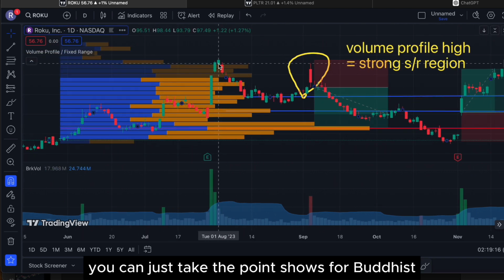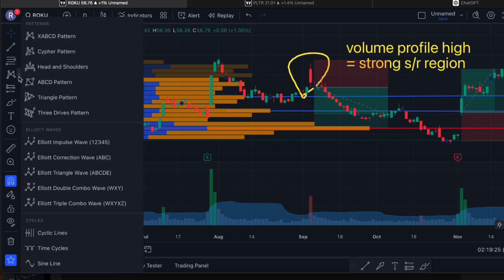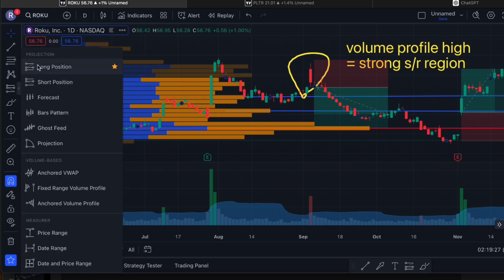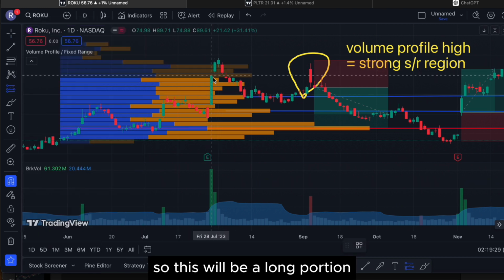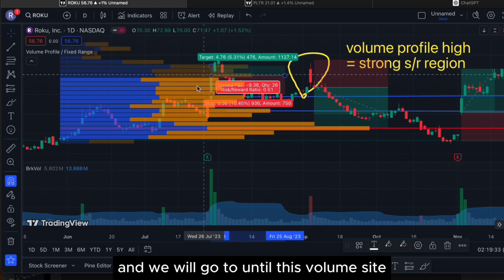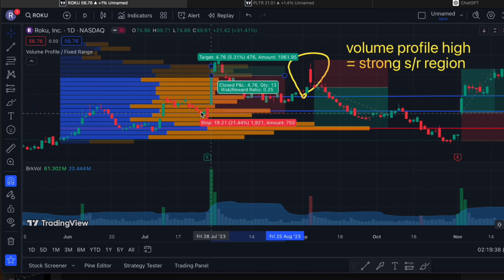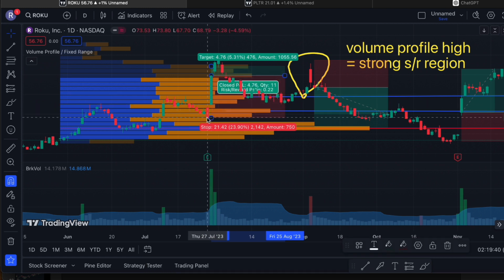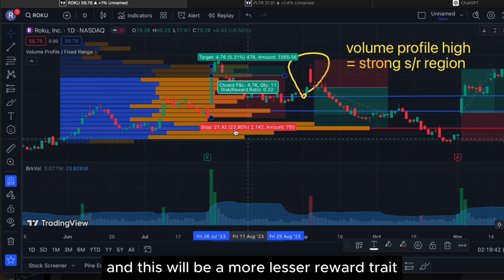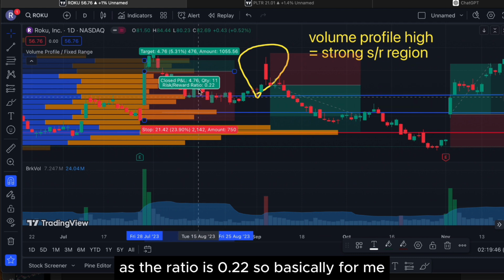Basically you can take the point that shows bullish, for example. So this will be a long position, and we will go through until this volume side, and the stop loss will be here, and this will be a lesser reward trade, as the risk reward ratio is 0.22.